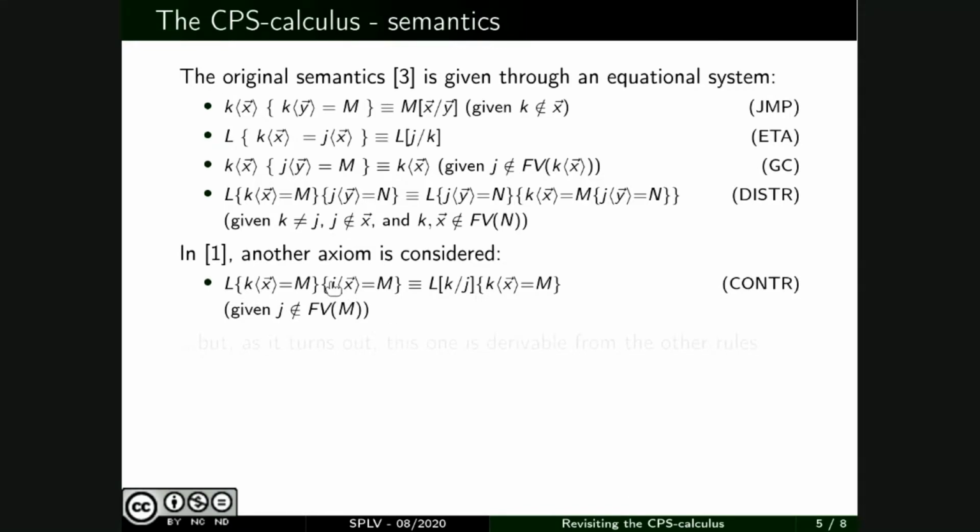We have an additional rule that says that we can merge continuations into the same term. For example, since m is equal for both k and j, we can simply replace them with a single continuation. But it turns out this fifth axiom can be derived from the other ones. So we don't have to take it as a primitive axiom.